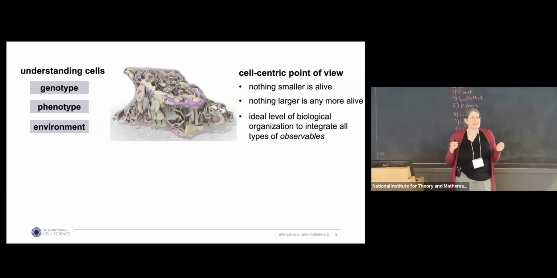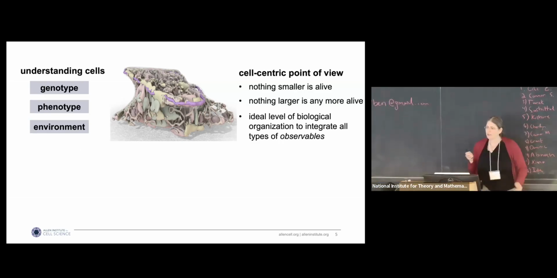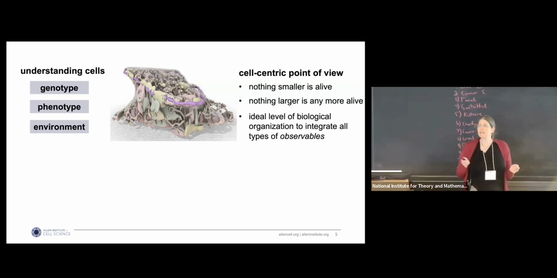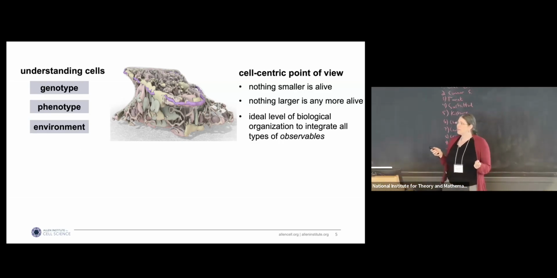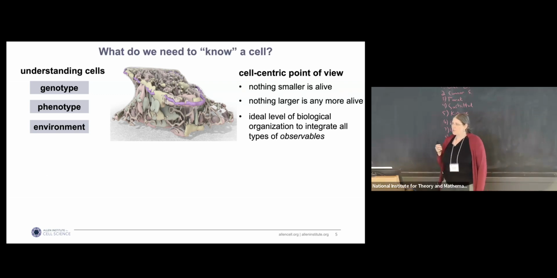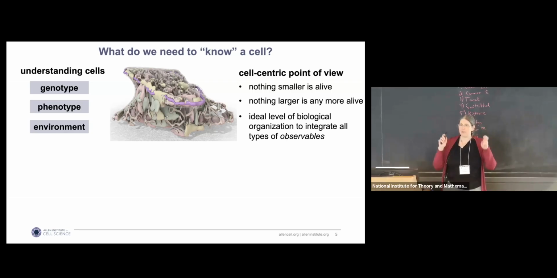So I'm going to take a very cell-centric point of view and focus on the cell as the basic unit of life, because nothing smaller than a cell is alive and nothing larger is any more alive. The cell is an ideal level of biological organization to integrate all types of observables. So what do we need to know the cell or understand the cell? Not just predict the cell.